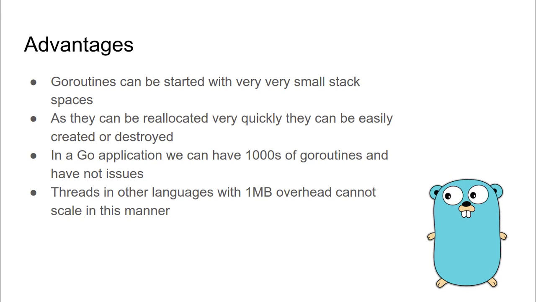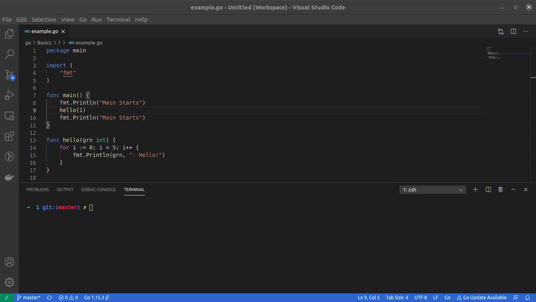Now, those were the theory aspects of concurrency, parallelism, threads, and Go routines. Now, let us see all of this in action. We are back at Visual Studio Code and we have a very simple program on our screen. We have a main function which prints main starts and main ends. And between these two print statements, it calls the hello function with the argument 1. The hello function prints its argument along with the string hello.